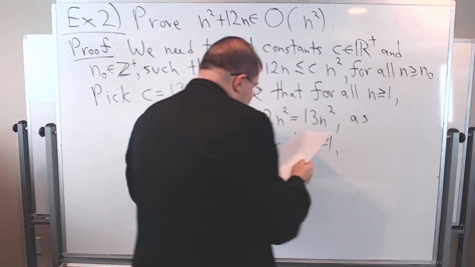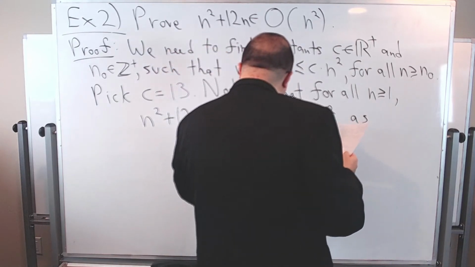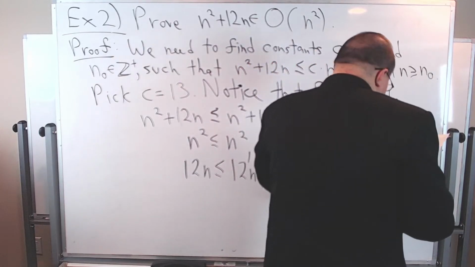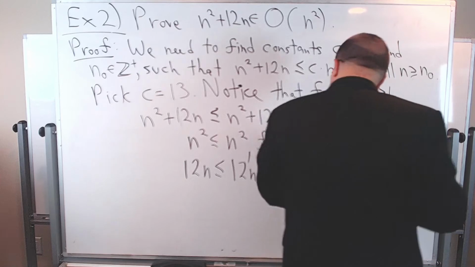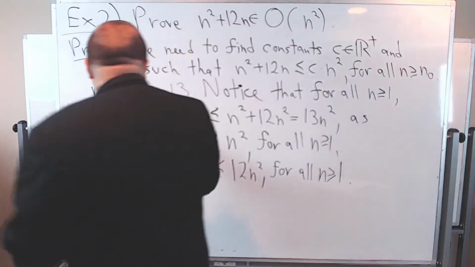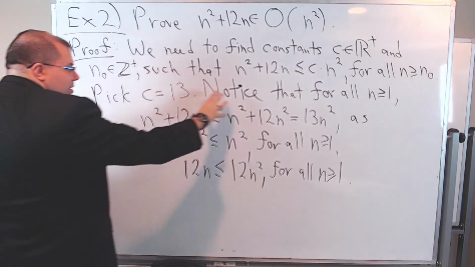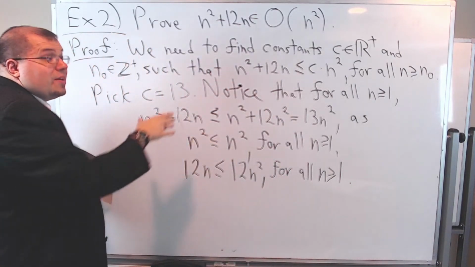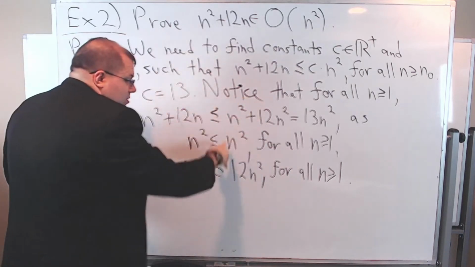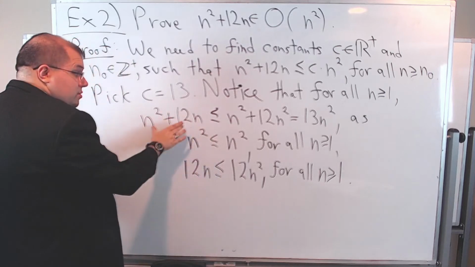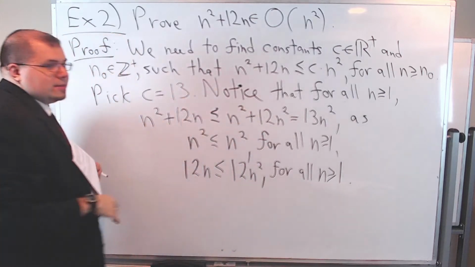And 12n is less than or equal to 12n squared for all n greater or equal to 1. That's my justification. So I take each part of my inequality. I have n squared, I compare it against n squared. I take 12n, I compare it against 12n squared. Obviously, if I add those two together, the left-hand side together and the right-hand side together, I can state the whole statement on each side.